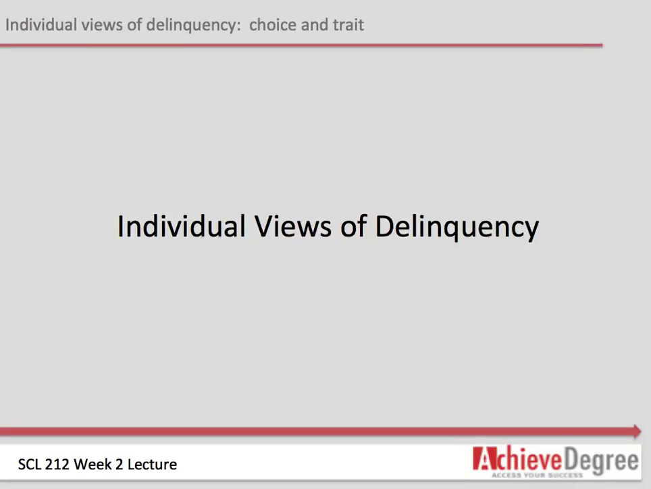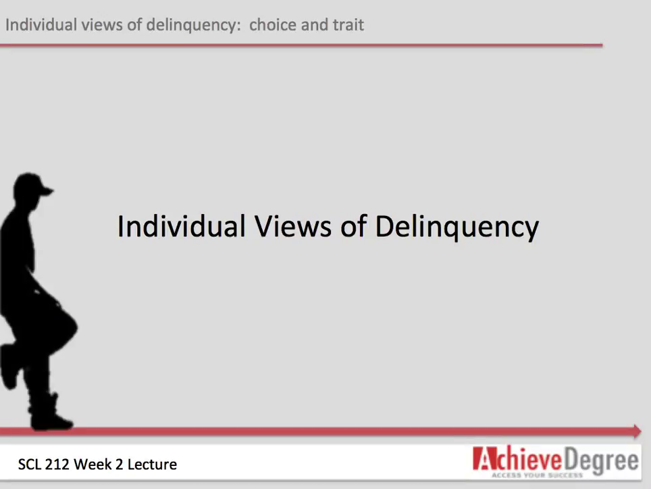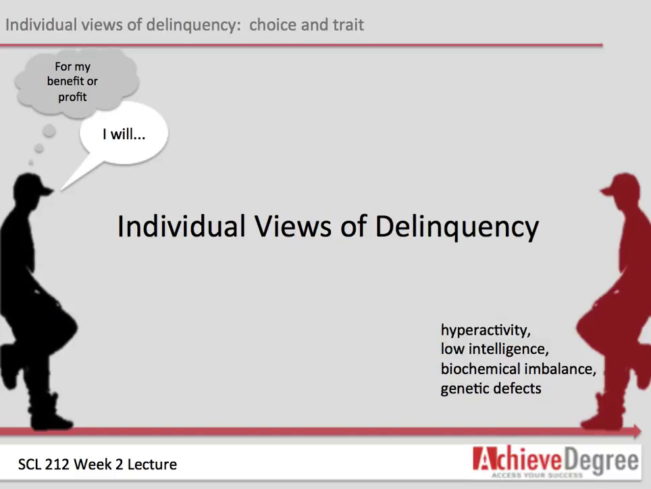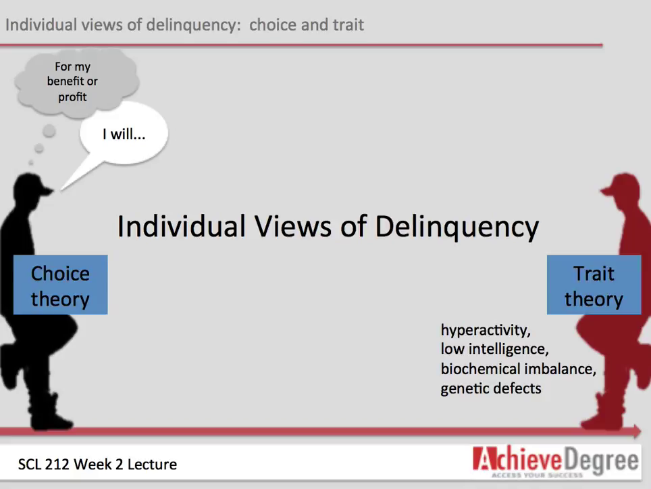Choice theory suggests that young offenders choose to engage in antisocial activity because they believe their actions will be beneficial and profitable. Trait theory suggests that youthful misbehavior is driven by biological or psychological abnormalities, such as hyperactivity, low intelligence, biochemical imbalance, or genetic defects. Both views suggest that delinquency is an individual problem, not a social problem.